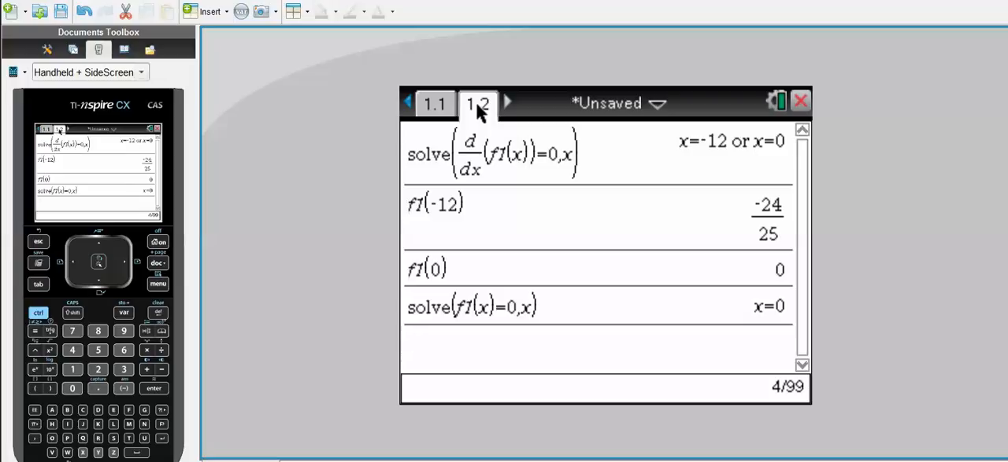And I can tell from looking at the graph where the maximum and minimum are. I can tell that I'm going to get a maximum and a minimum: the maximum is going to be the minus 12 one, and the minimum is going to be the 0, 0 one.